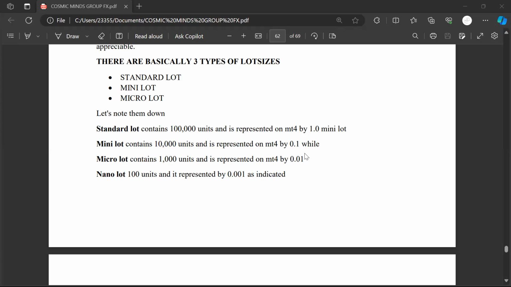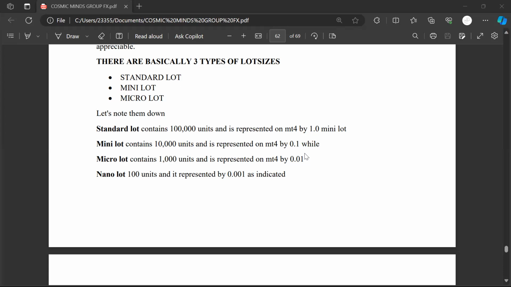That is it. One lot size contains 100,000 units of that currency. So for example, like I gave with the panties and the lingerie, whatever, we have a dozen. A dozen contains how many pieces of it? We have 12 of them. So that's what we're talking about.